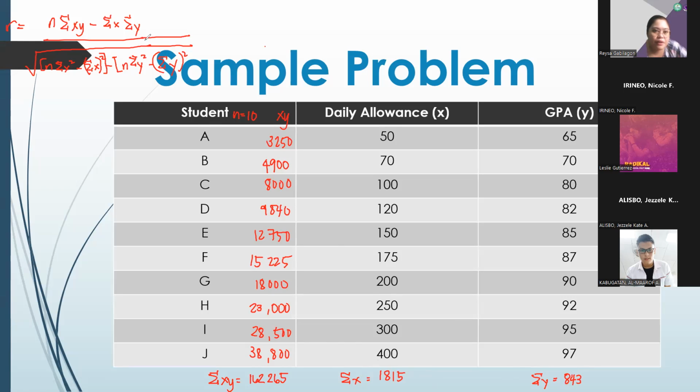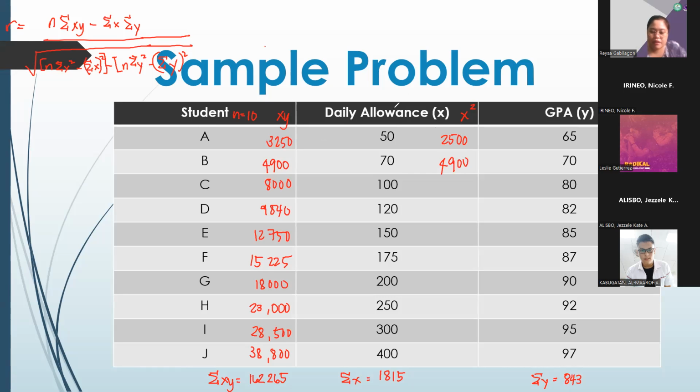The next that we are going to get is the X squared. So here I will put the X squared, meaning we will square each of the data in our X. So 50 squared is 2,500. 70 squared is 4,900.